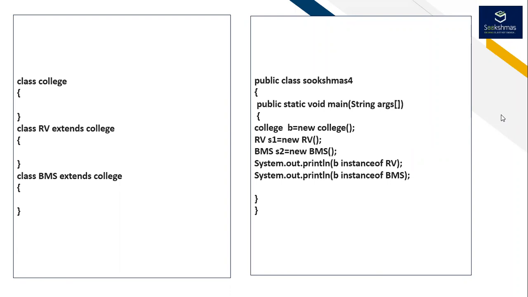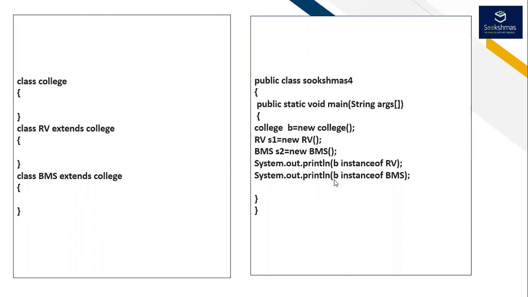Okay, fine. After this, we have one more class called Sukshmas4, and execution of the program begins from the main. I have created an object for the College: B is equal to new College. Again, I have created an object for RB: RB S1 is equal to new RB. I have created an object for BMS also: BMS S2 is equal to new BMS.